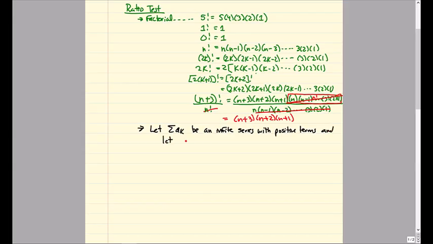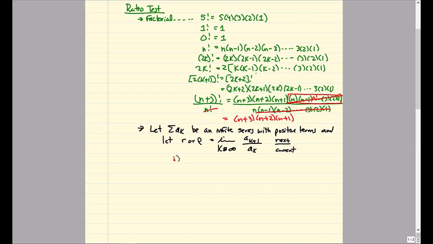and let R, and sometimes you'll see this also as rho, you'll see it defined either way, both mean the same thing, equals the limit as k approaches infinity of the next term divided by the current term. So a sub k plus 1 would be the next term, a sub k would be the current term. So next over current. Well, we have three things that can happen here.